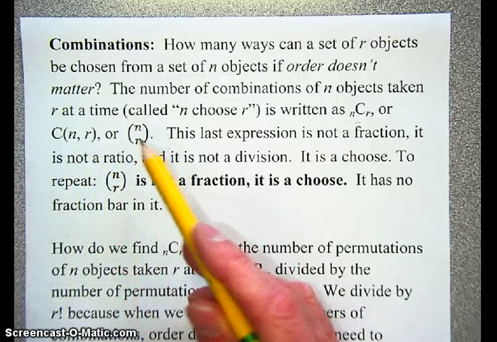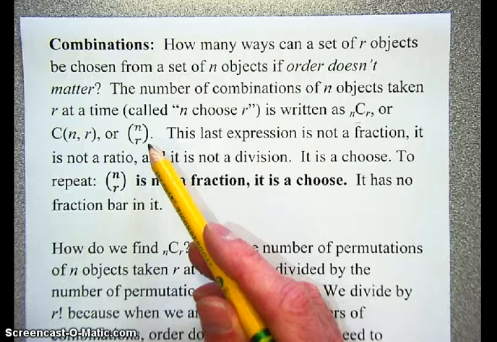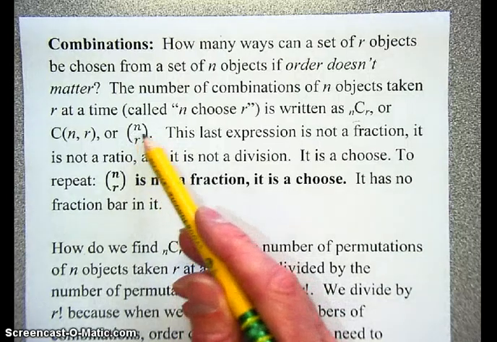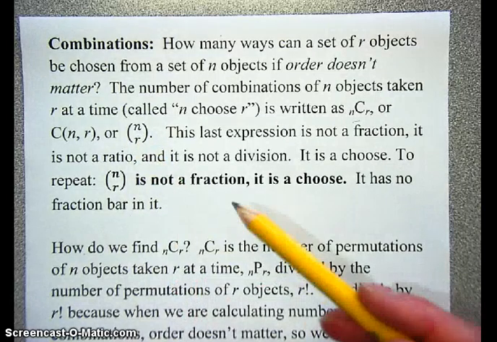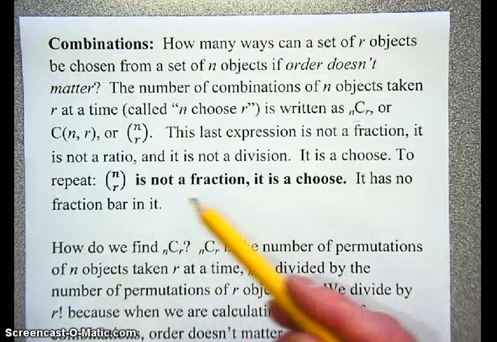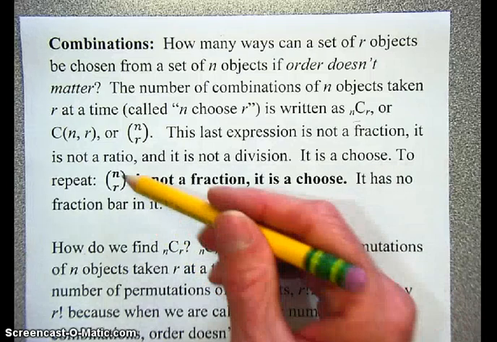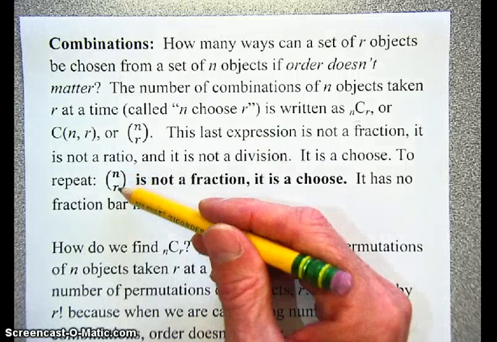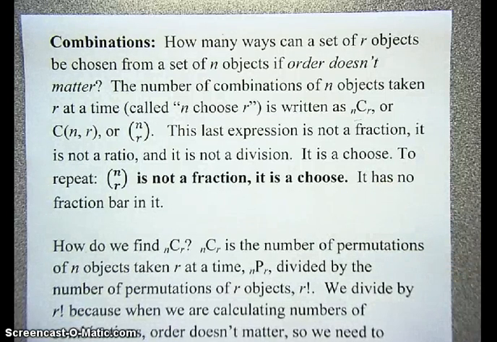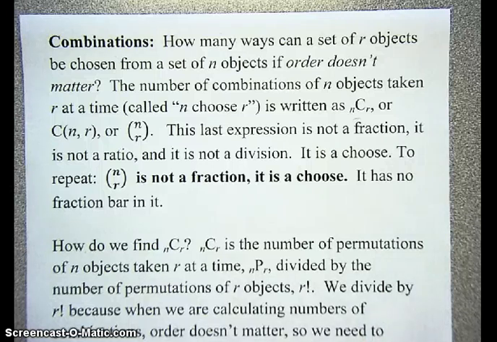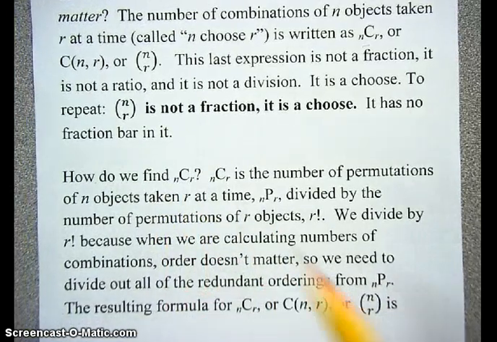Now when people see that, they get confused and they think that that's supposed to be a fraction or a division or a ratio, and there should be a fraction bar in there. But there is no fraction bar in there. It's not a fraction. It is a choose. Repeat that to yourself as many times as necessary. Whenever you see this expression, always say n choose r, until it's ingrained in your brain. There is no fraction bar. It's not a division. It's not a ratio. Okay? It's a choose.